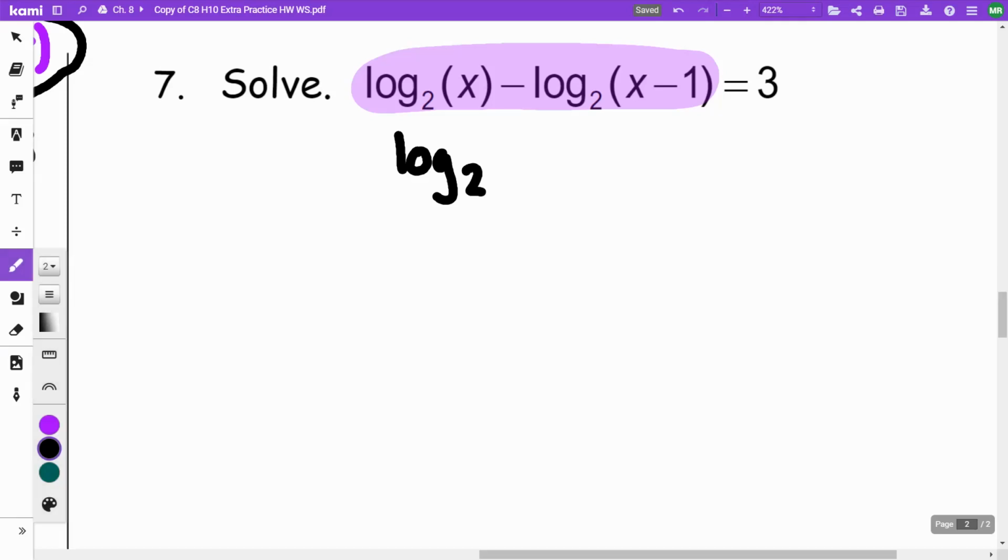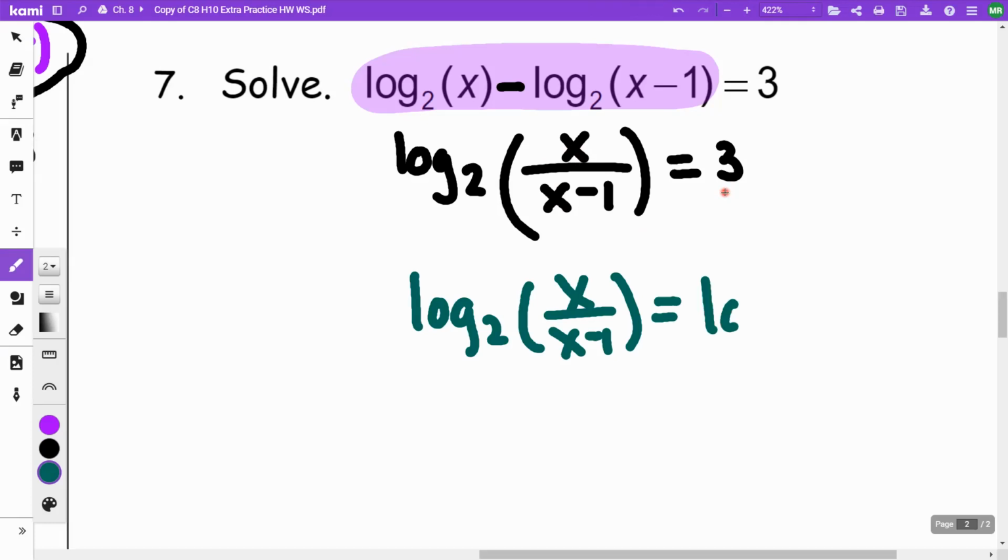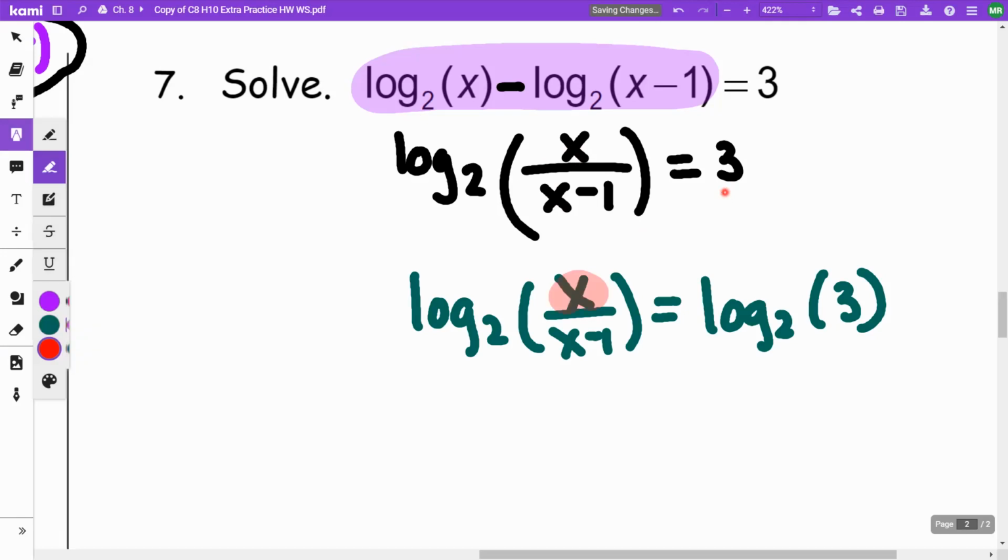Okay, so log base 2 of x over x minus 1, because it's a minus, my x and my x minus 1 are going to be dividing, not multiplying like they did in the last problem. But this is equal to 3, not equal to another log. So I cannot take this x over x minus 1 and set it equal to 3. I could only have done that if it had been log base 2 of x over x minus 1 equals log base 2 of 3. Then I would have taken this and set it equal to this, but that is not the case. So I cannot do that.